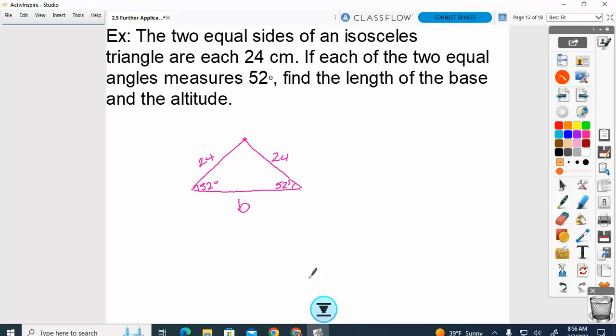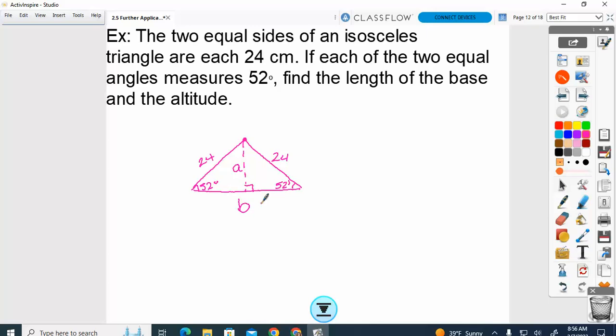What's an altitude? So if I drew in the height, I'm going to call that A for altitude. What kind of angle is formed? Right angle. An altitude always makes a right angle with the bottom. Our trig functions only work in right triangles, so I can't use any trig functions for the whole thing. But these two smaller ones are both right triangles, so I could use them for those.